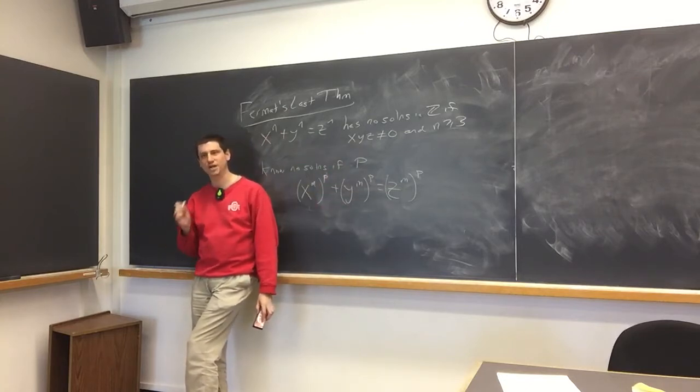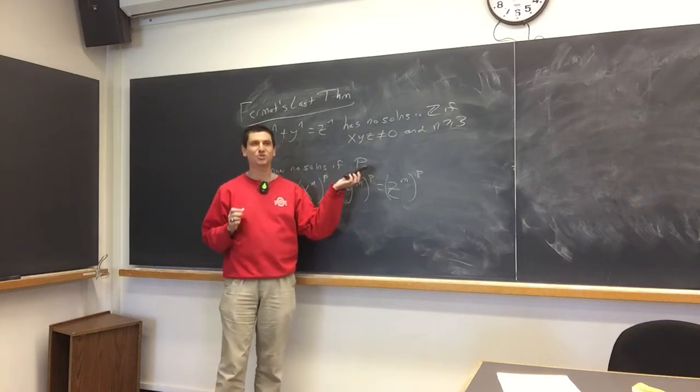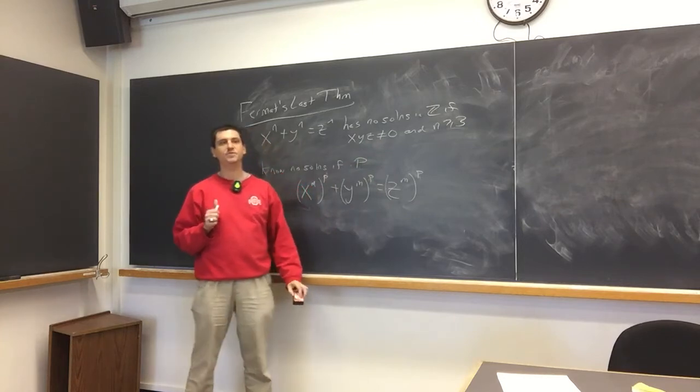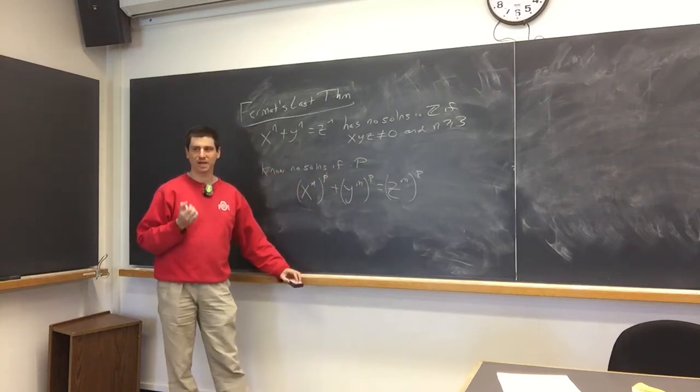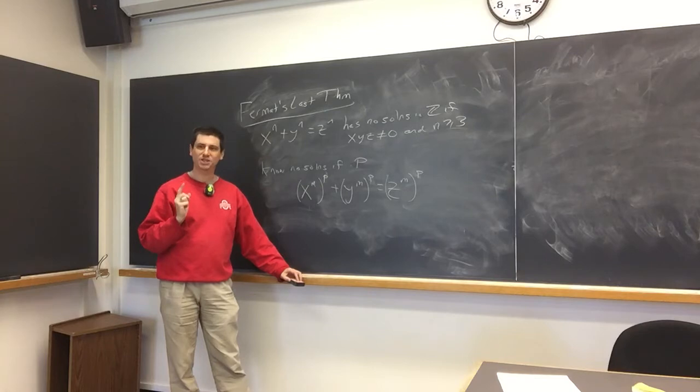What's the one number I have to be careful about? Yes? 2, because we know 2 has solutions. If p equals 2, there are solutions to x squared plus y squared equals z squared. So the problem is if something is a multiple of 2. Well, there's only one multiple of 2 that's bad. What's the only multiple of 2 that's bad?